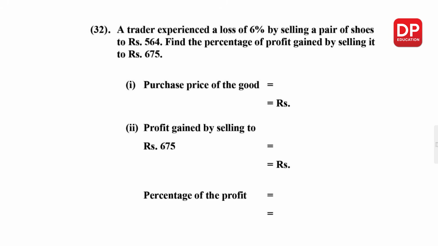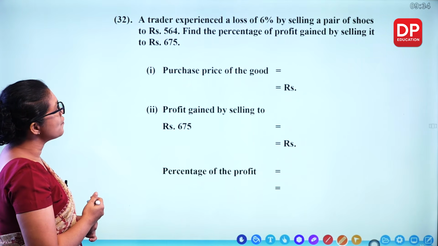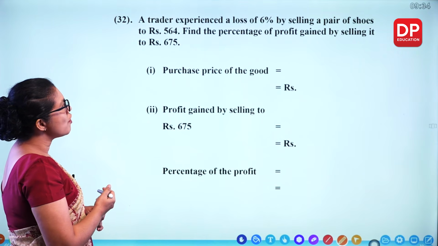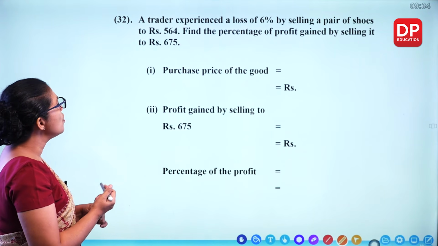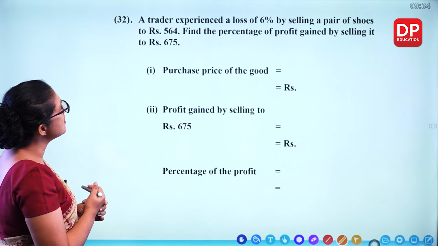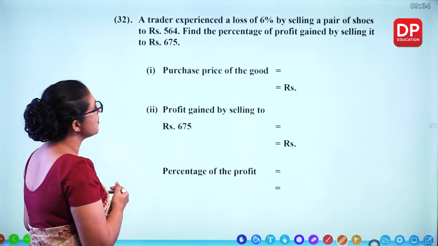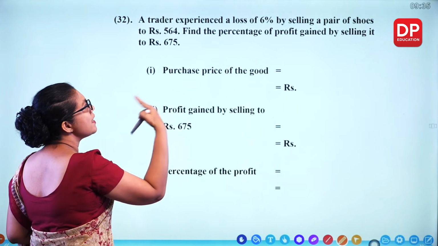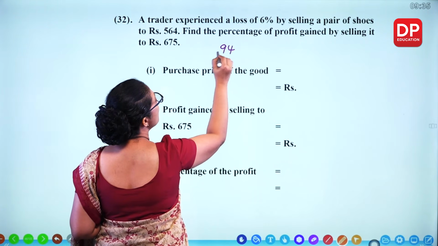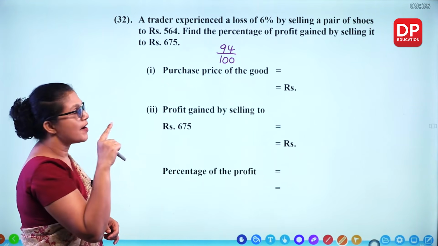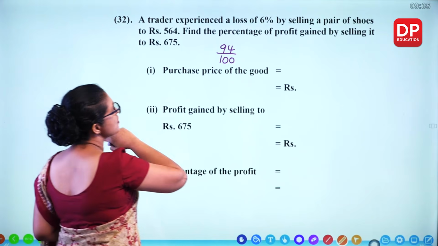Look at this question. A trader experienced a loss of 6% by selling a pair of shoes at 564. Find the percentage of profit gained by selling it at 675. What's the purchase price? Now, this is a loss of 6%. If the buying price is 100 rupees, the selling price should be 94. So 94 over 100. And the selling price is 564. So what's the purchase price?